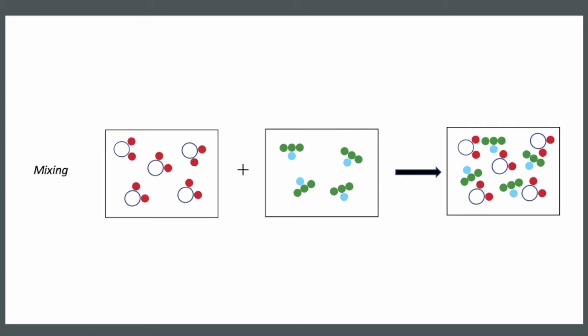By contrast, in physical changes, no bonds are formed or broken. Physical changes can also be represented by particle diagrams. Here is an example of two substances being mixed. Notice that the molecules of the individual substances are the same before and after the change. We just end up with a mixture of the two different substances.